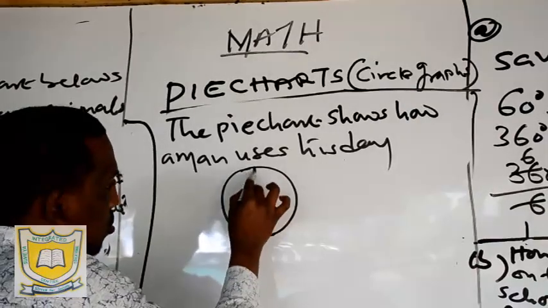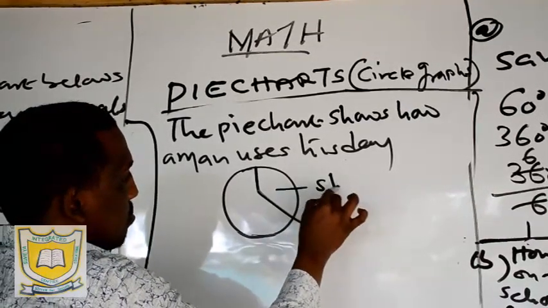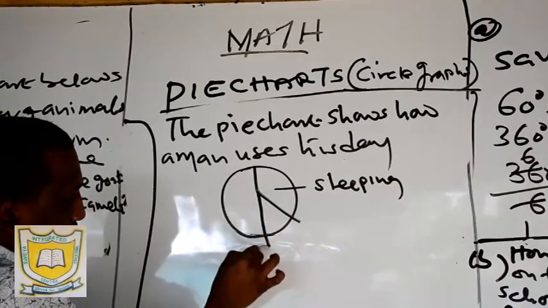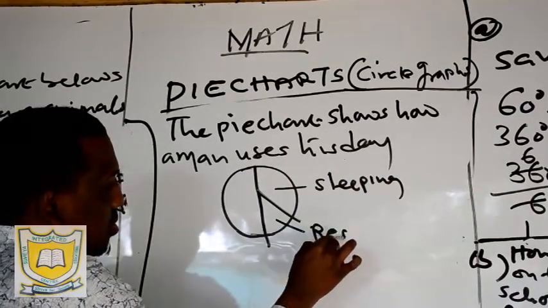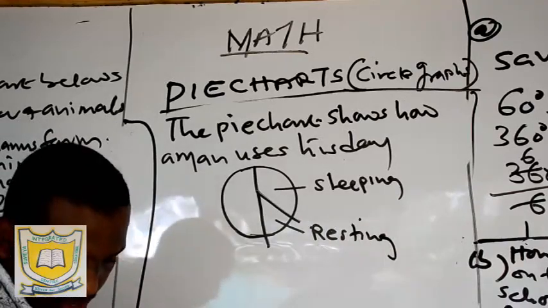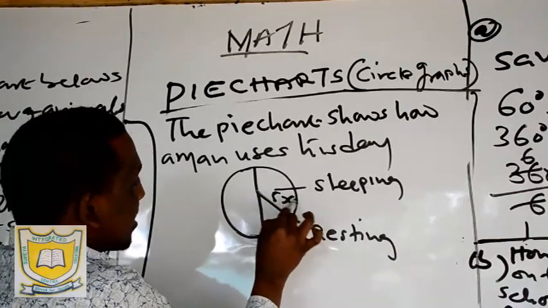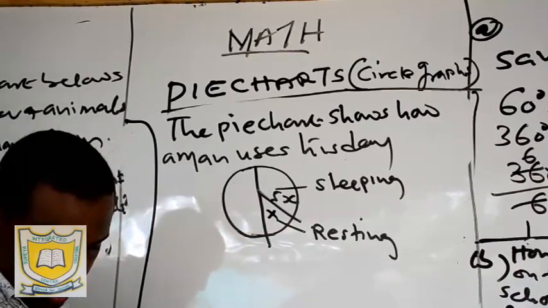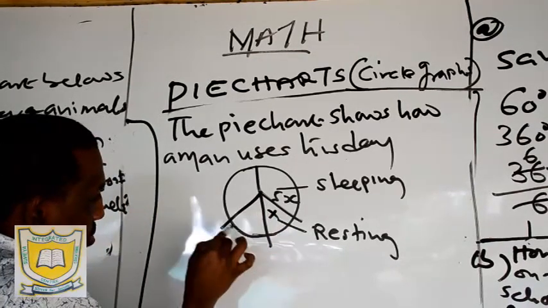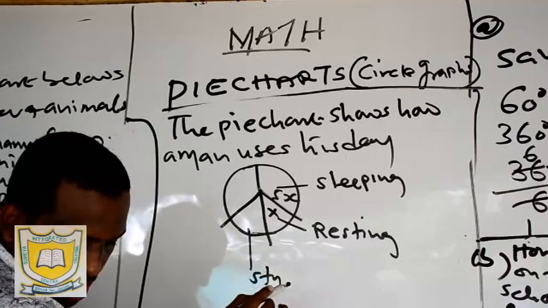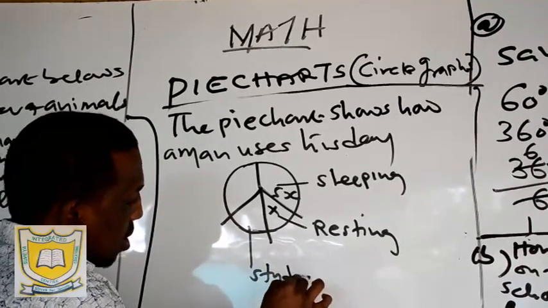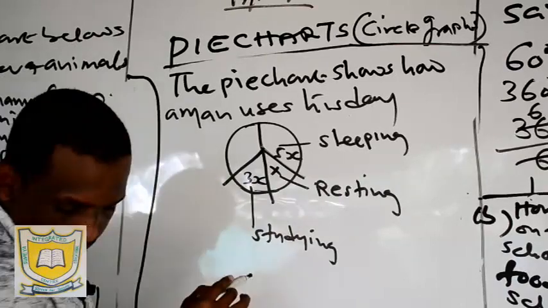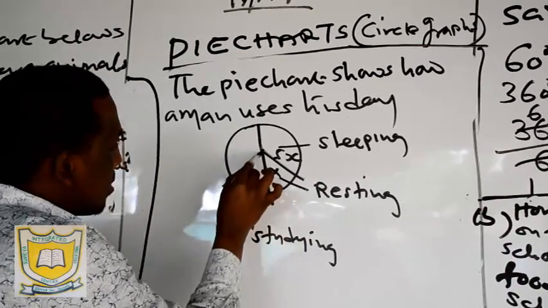Then you are told here is sleeping. Here we have resting. Sleeping is 5x. Resting, we have x. Studying, we have 3x. And then we have dining.